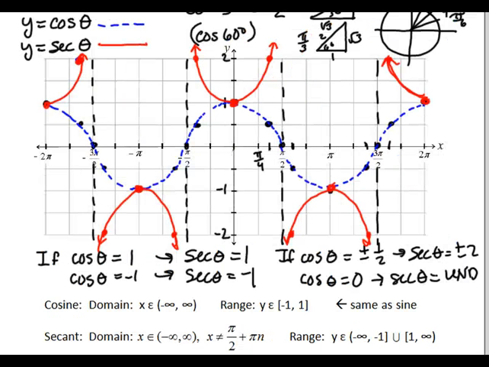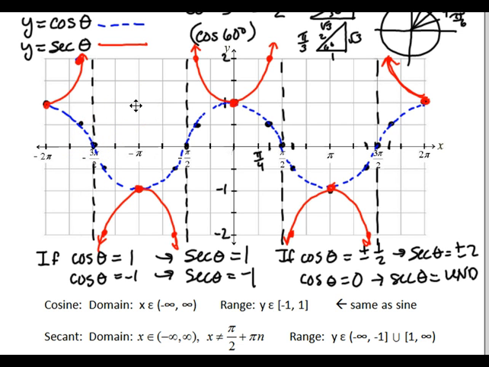Now let's look at the domain and range of cosine and secant. Cosine is going to have exactly the same domain and range as sine does. Domain, all real numbers, -infinity to +infinity. Range, -1 to 1, including the endpoints. Secant has the same range as cosecant, either -infinity to -1 or +1 to infinity, but the asymptotes are located at a different spot. Instead of multiples of pi, they are pi over 2, 3 pi over 2, -pi over 2, and -3 pi over 2.